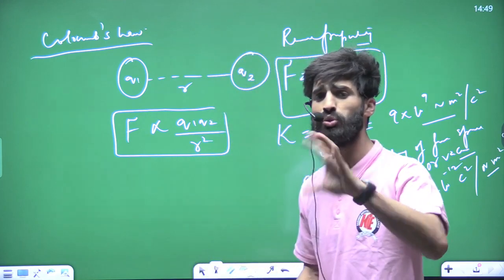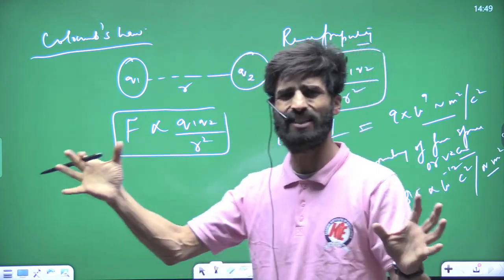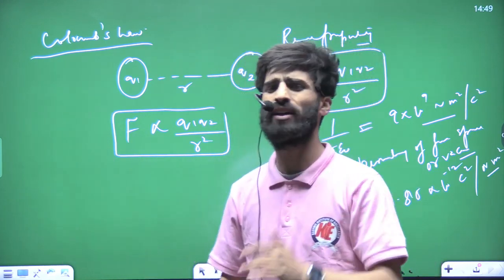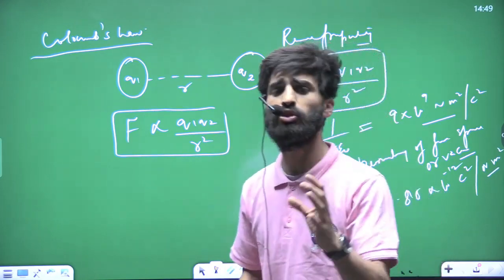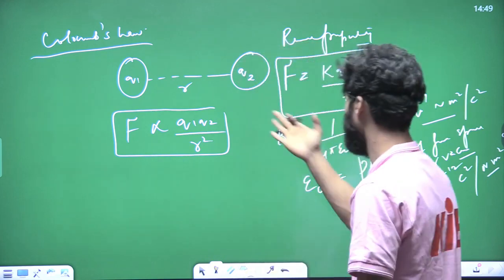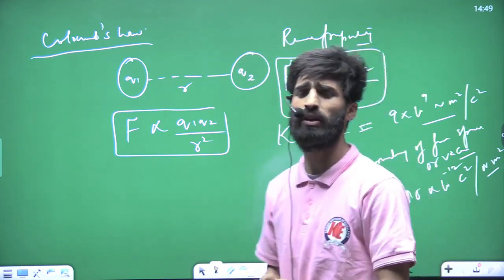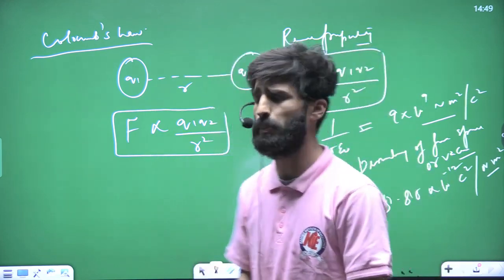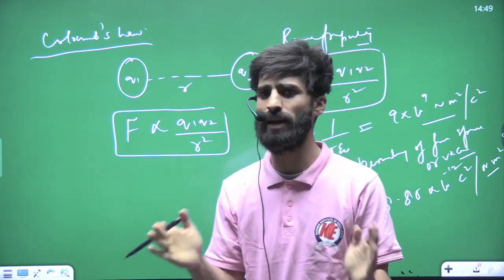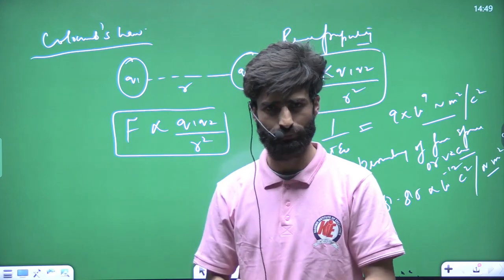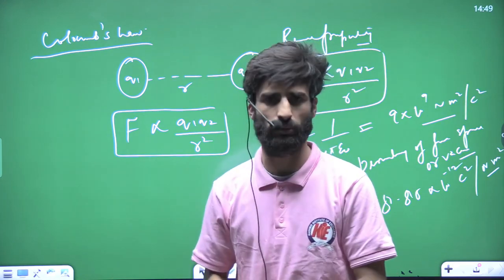Whenever you have two stationary point charges separated by a distance of r, and you want to calculate that force of attraction or repulsion, that force is going to be directly proportional to the product of charges and inversely proportional to the square of distance between them. Is it clear, my dear students? That's very much clear. So this is just a statement of Coulomb's law.